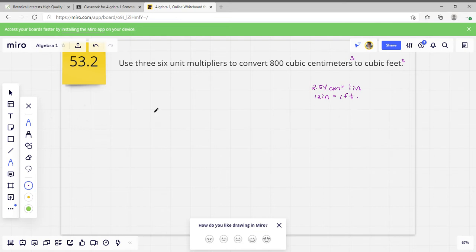Those are the 2 unit converters that we're going to use. We're going to put 800 over 1. And then it's centimeters cubed, so we need 1, 2, 3. Cube means centimeters times itself 3 times. Now we're going to need our centimeters to go on the bottom. 2.54 centimeters, 1 inch. We have to do it again. 2.54 centimeters, 1 inch, and one more time.